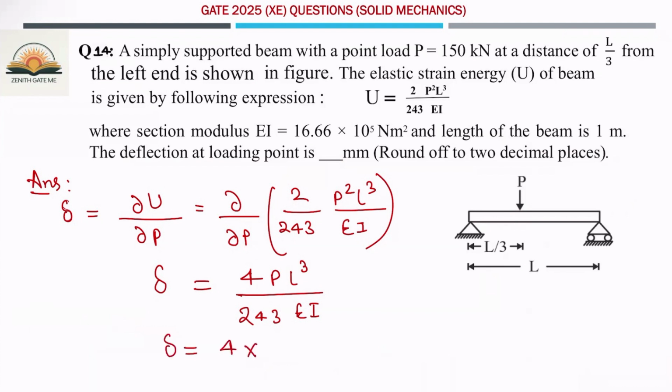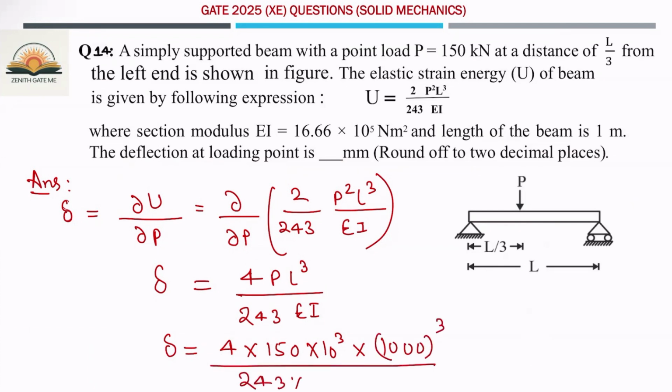What is the load P value? P is in kilonewton, so 10 to the power of 3. The length is given in meter, so I will convert it into millimeter, 1000 millimeter cube. Then 243, and what is the EI value? 16.66 into 10 to the power of 5 Newton per meter square. Here it is meter square, so I will convert into millimeter: 10 to the power of 3 square, which becomes 10 to the power of 6. Once you solve, you will get the deflection value of 1.48 millimeter.